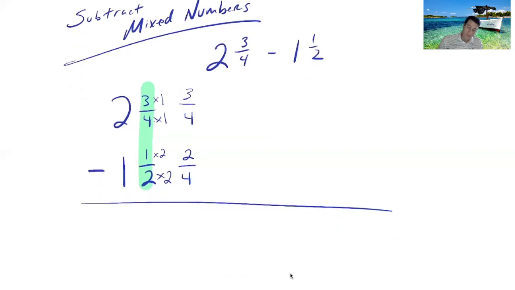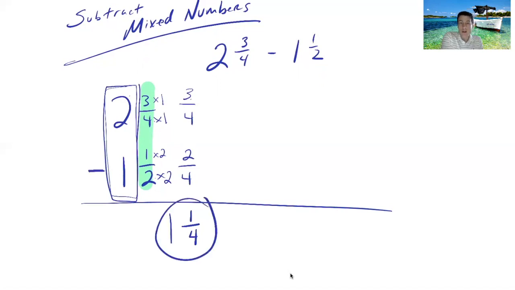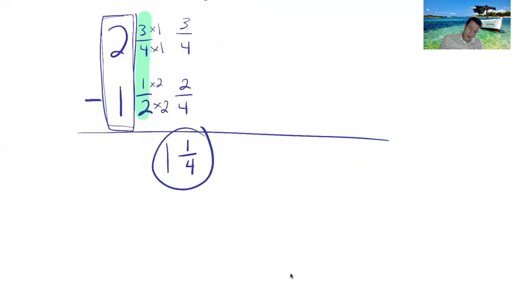Now, once again, I have common denominators. I'm happy, and I go down. 3 minus 2 is 1. Common denominator is 4. Don't forget, remember this is a mixed number. You have this here, 2 minus 1 is 1. All right, and your final answer is 1 and 1/4. Now that was very simple, very easy numbers to work with. Now let's get into the borrowing.